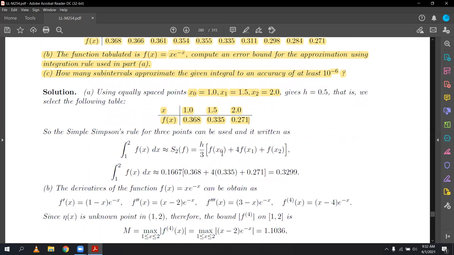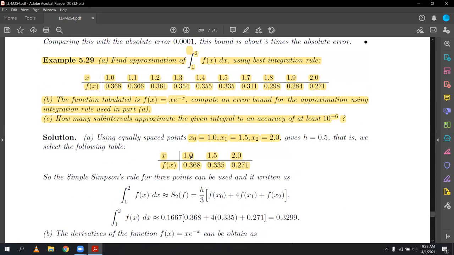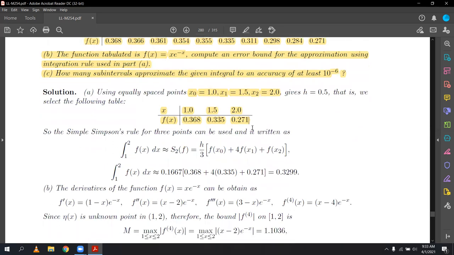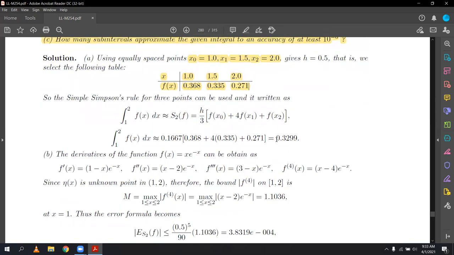h by 3, f of x0, 4 f of x1, and f of x2. Do you know the function from here? No, you don't need the function. You know f of 1 is given as 0.368, f of 1.5 is given as 0.335, and f of 2 is given as 0.271. Use those values in this formula, Inshallah, you will get the answer.